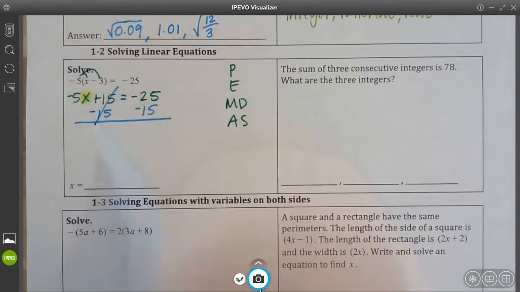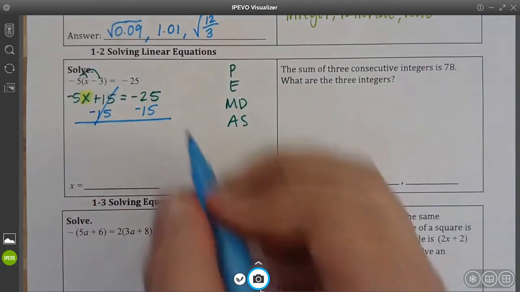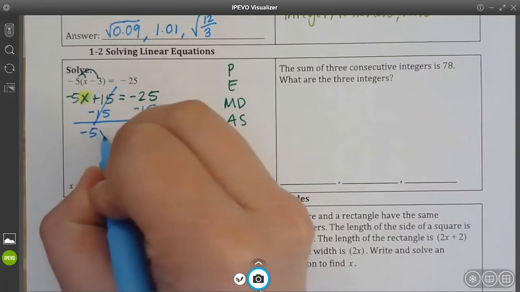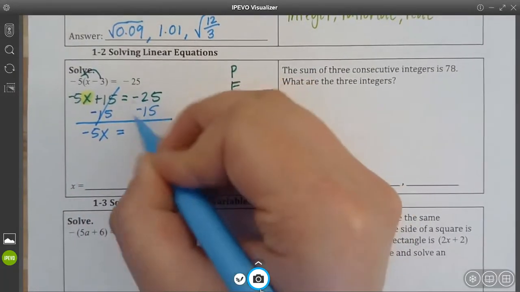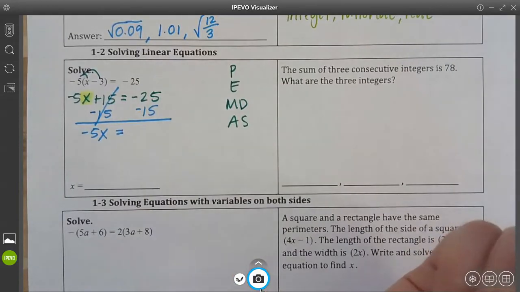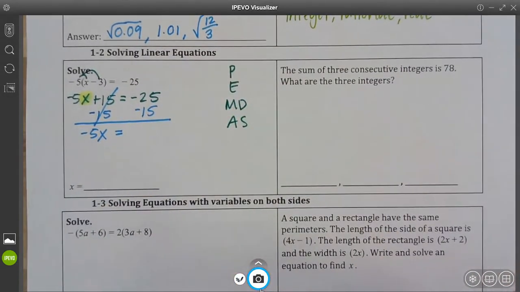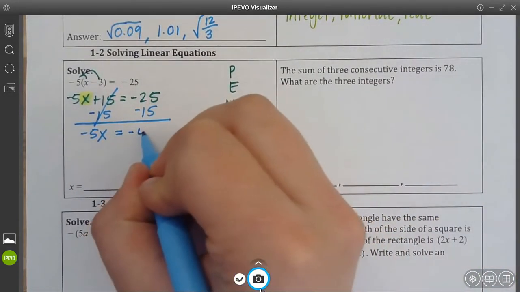When I do that, my positive 15 minus 15 cancels out. I'm left with negative 5x. And then I have to do this subtraction over here. Negative 25 minus 15 is negative 40.